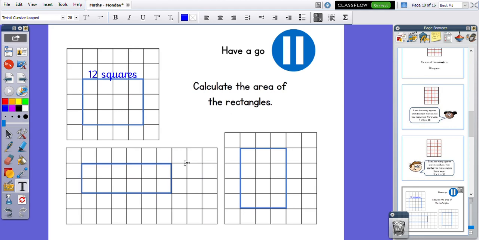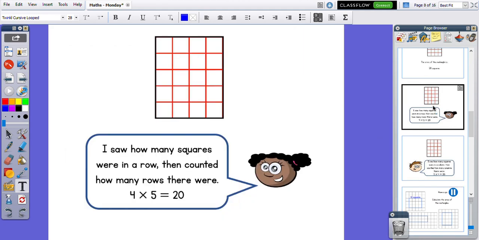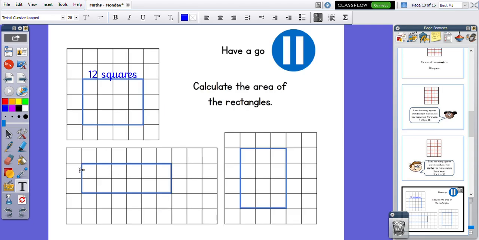Okay? But then this one, I want to do what the girl did. I want to see how many squares were in each row, and then how many rows there were. So I know a row goes horizontally, so I need to count the squares first. So I've got 1, 2, 3, 4, 5, 6. So I've got 6 squares in my row. And then I want to see how many rows I've got. So I've got 1, 2. So I'm going to multiply by 2 to give me 12.